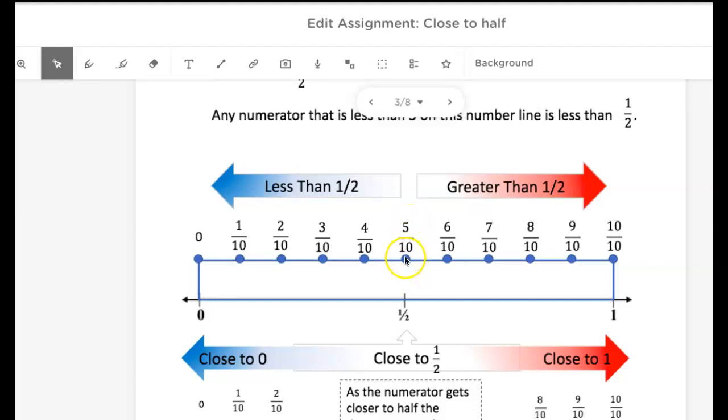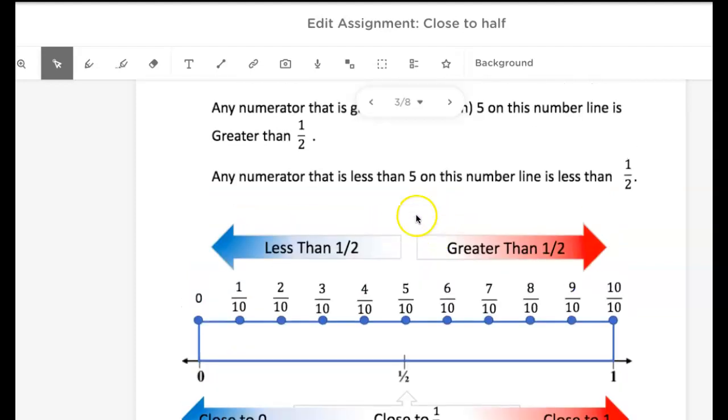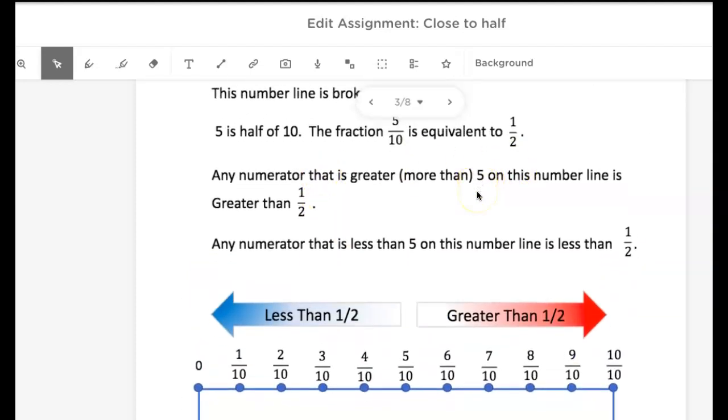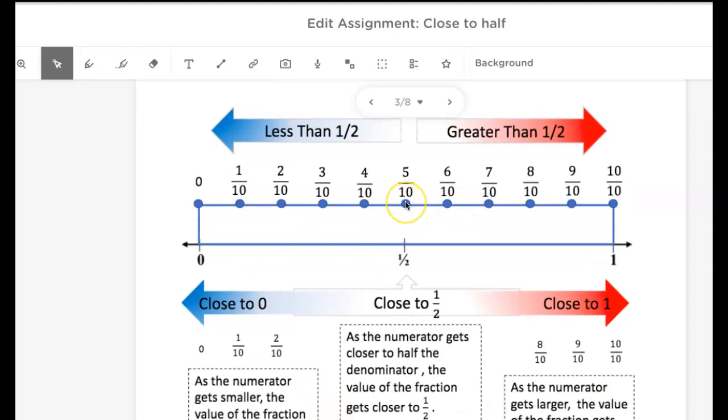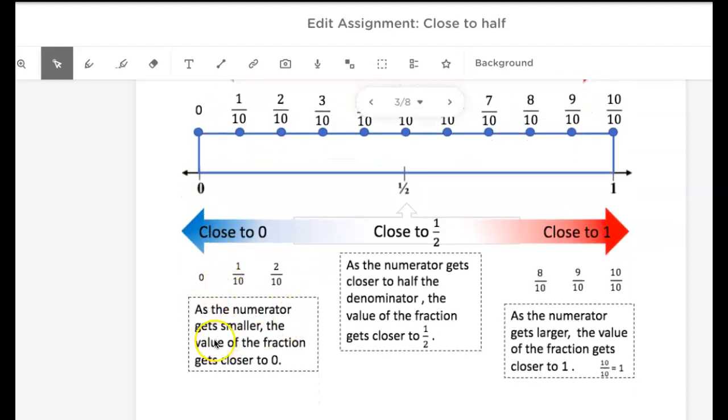Okay, so now that we know 5/10 is half, anything that has a numerator that is larger, more than 5, is greater than half. So all the ones that are greater than half are 6/10, 7/10, 8/10, 9/10 to 10/10. All the ones that are less than half: 4/10, 3/10, 2/10, 1/10, and 0. As the numerator gets smaller, the value of the fraction gets closer to 0. And here we have an example, 2/10, 1/10, and 0. Those are getting closer to 0.